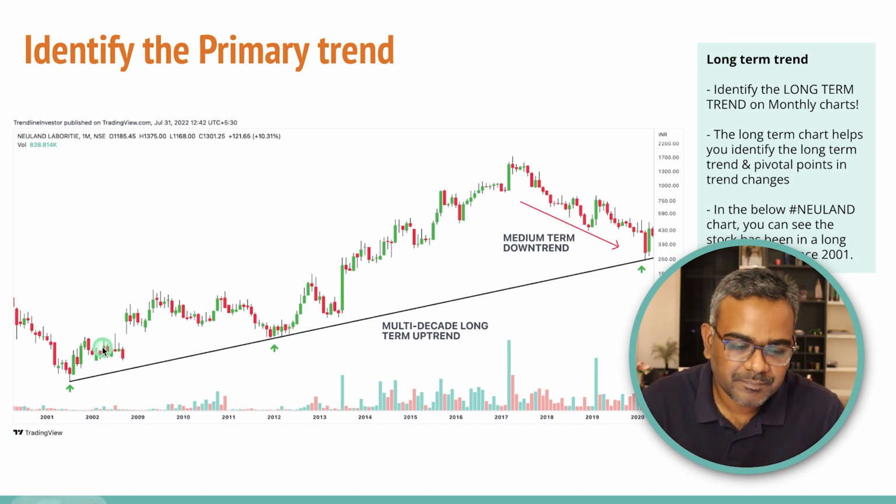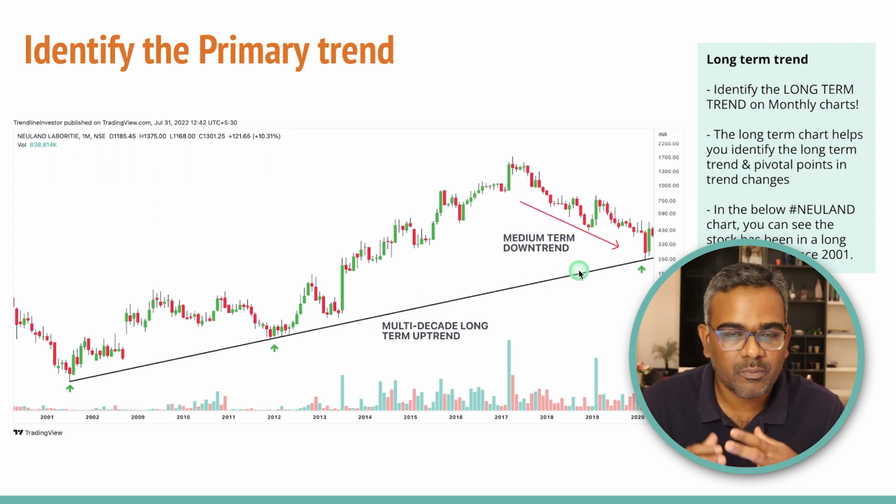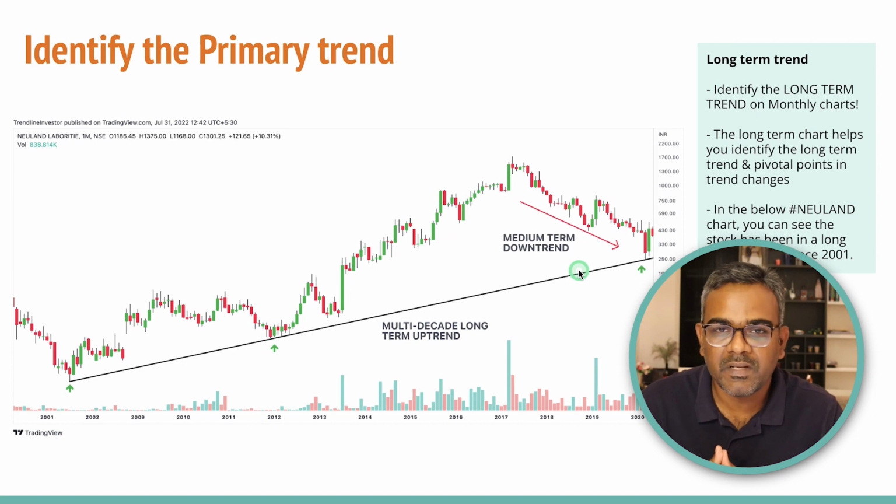Now in this example, I've taken the example of Neuland Laboratories, and if you see, since 2001, 2002 until 2020, the stock has been in a steady uptrend, right? It has been going up and continuously going up, and since 2010, for the last 20 years, the stock has held on to this primary trend line, and whenever a stock holds on to a primary trend line and reverses, for me that stock is definitely a good opportunity to trade.